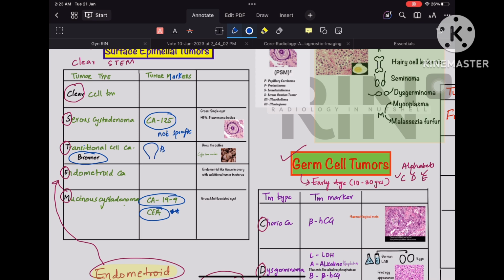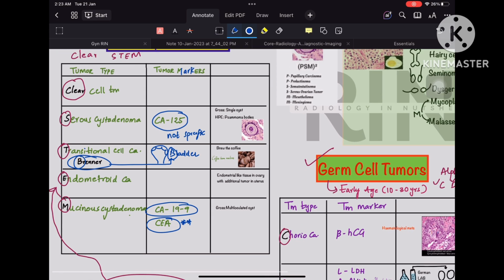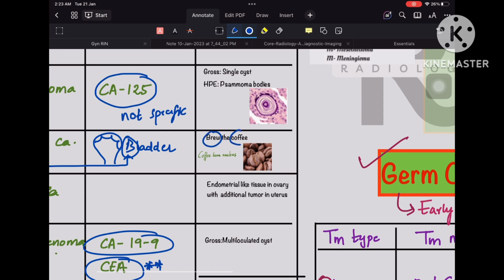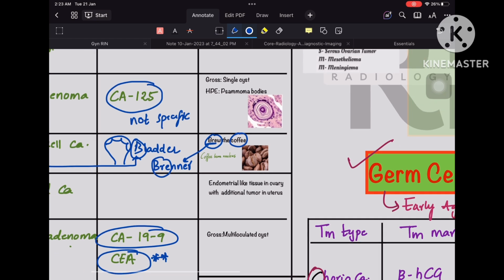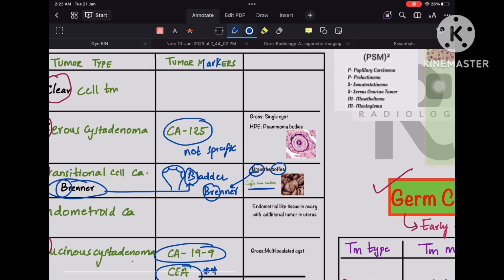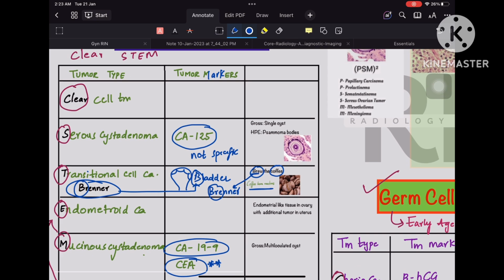Then comes the transitional cell tumor. Transitional cell is usually seen in the bladder, right? The bladder is lined by transitional epithelium. So Brenner, B for bladder, is seen in the transitional cell tumor, otherwise called Brenner tumor. Remember it like Brenner, brew the coffee. Why is brewing the coffee important? Because the coffee bean nucleus is seen in transitional cell tumor, otherwise called Brenner's tumor.